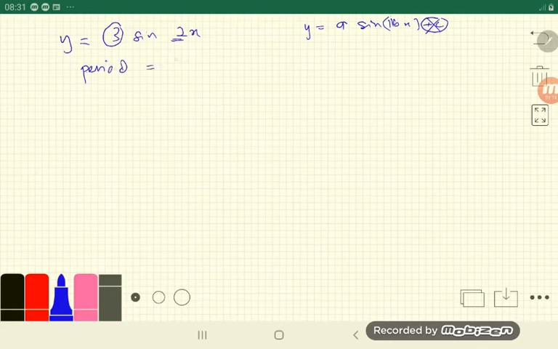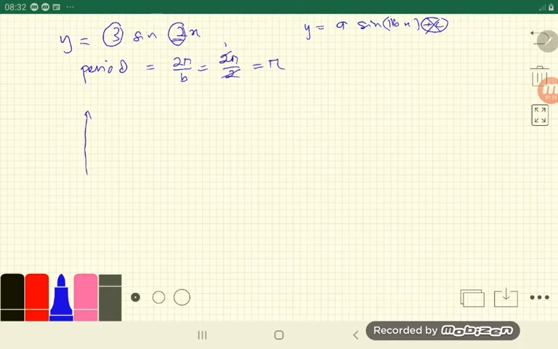The period is obtained by 2 pi divided by b, where the value of your b is 2. So it will be 2 pi divided by 2. You can just cancel the 2, because 2 divided by 2 is equal to 1. So the answer is supposed to be pi. So what does it mean by pi?